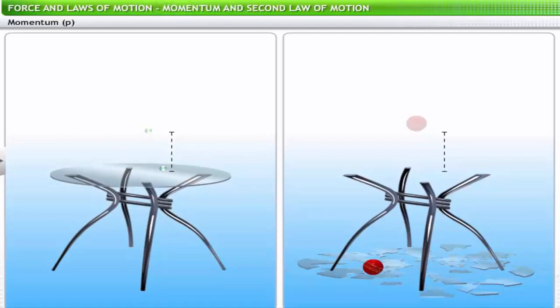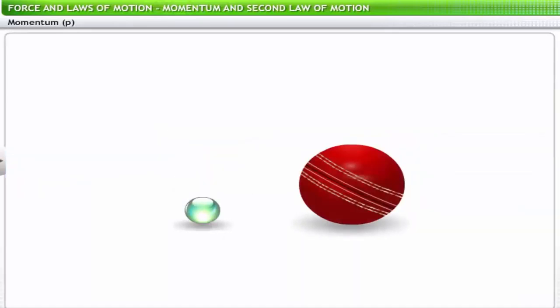The height from which the marble and the ball were dropped was the same. So was the velocity of both the objects when they struck the pane. Clearly, it must be the bigger mass of the cricket ball that made a difference. As the mass of the cricket ball is more than that of the marble, its impact on the glass pane is higher than that of the marble, and thus it shattered the glass pane.